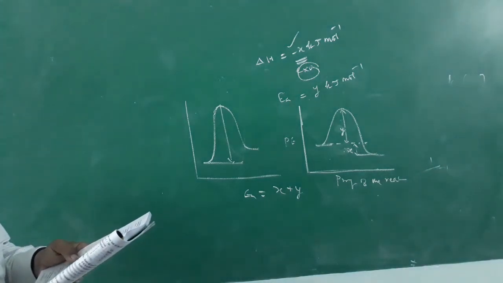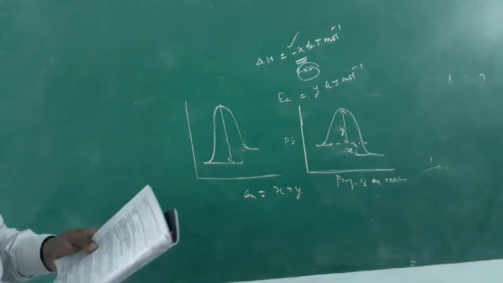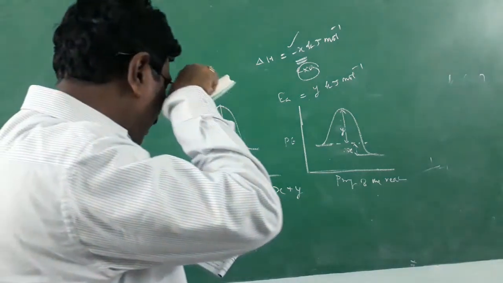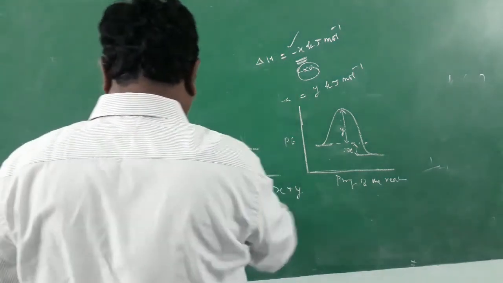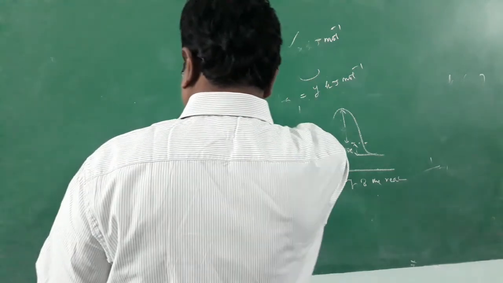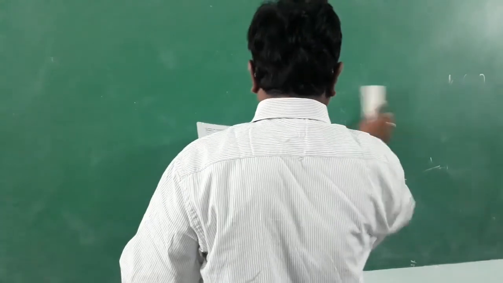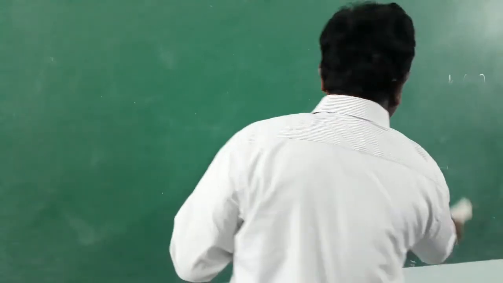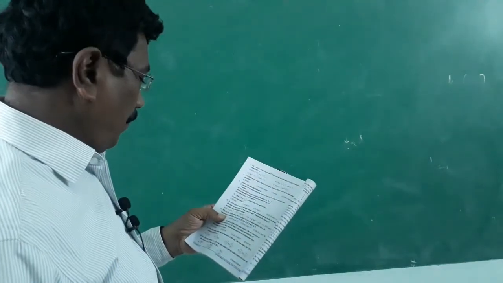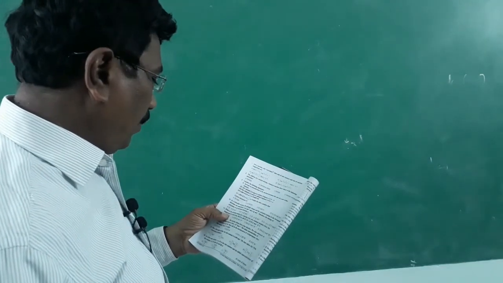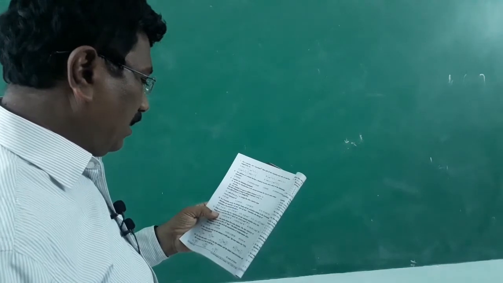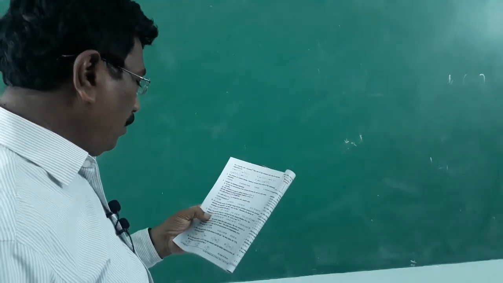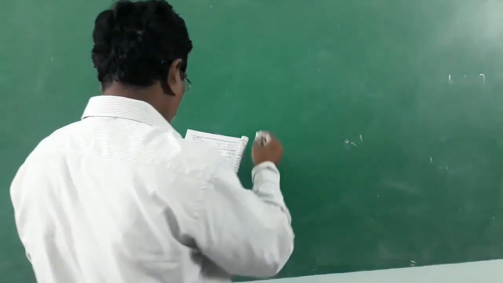11th question. What is the activation energy for a reaction if its rate constant doubled when the temperature is raised from 200 Kelvin to 400 Kelvin? Alright. So the rate constant is doubled when the temperature is raised from 200 Kelvin to 400 Kelvin.